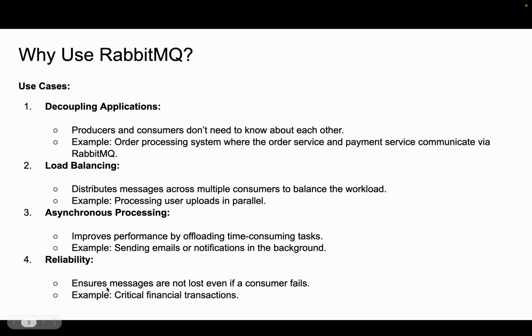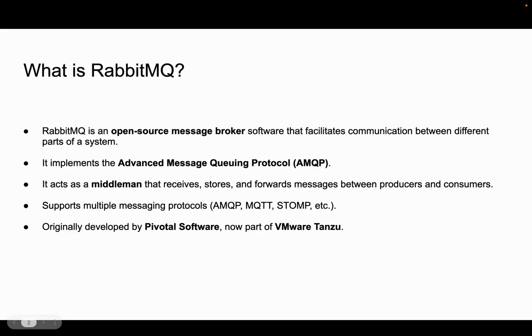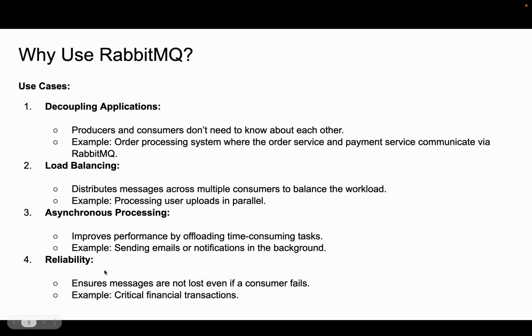Another use case is reliability. It ensures messages are not lost even if a consumer fails, and an example is critical financial transactions. As in the first slide, we have seen that it stores the messages, or you can say stores your data. That's why reliability is high here, because it will store your messages, and none of your messages will get lost, even if they are not consumed by your consumer.